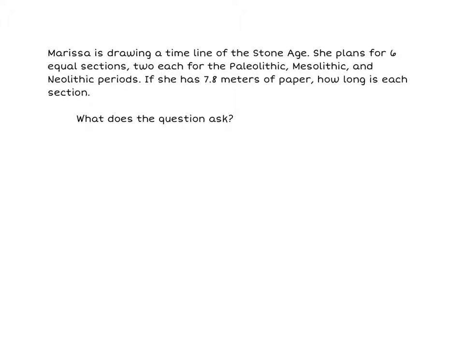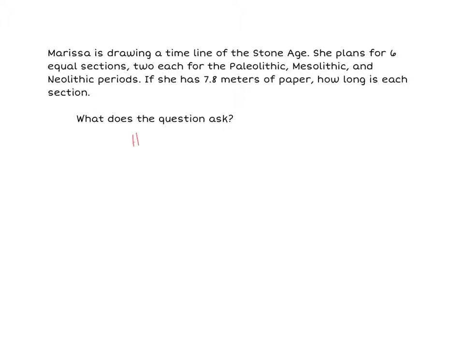Marissa is drawing a timeline of the Stone Age. She plans for 6 equal sections, 2 of each section for the Paleozoic, Mesozoic, and Neolithic periods. If she has 7.8 meters of paper, how long is each section? What's the question asking? How long is each section?